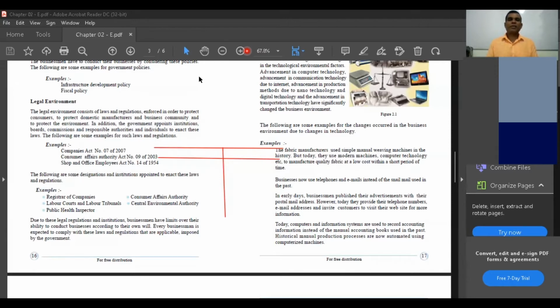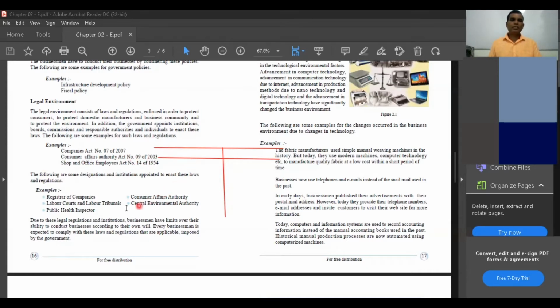The designation is Consumer Affairs Authority. The related law, write it down, is the Consumer Affairs Authority Act number 7 of 2003.